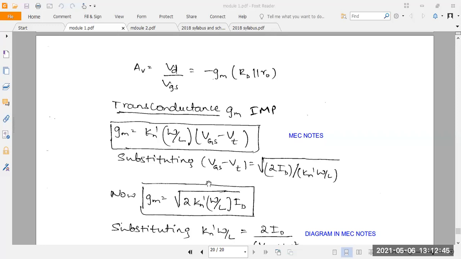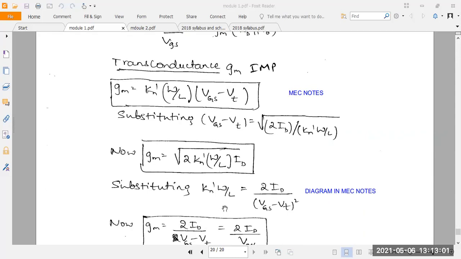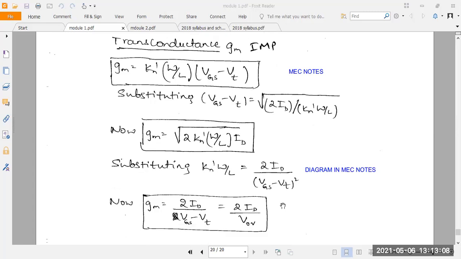Next, here VGS minus VT. We want to take VGS minus VT, which is nothing but the square root of 2 times ID divided by Kn' W/L ratio. After that, the gm equation is the square root of Kn' W/L ratio times ID. Where Kn' W/L ratio is nothing but 2 times ID divided by (VGS minus VT) whole square. Understood? Then simplify, and we get the gm equation as 2 times ID divided by VGS minus VT.